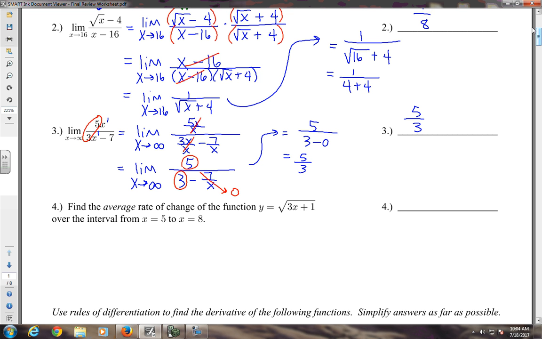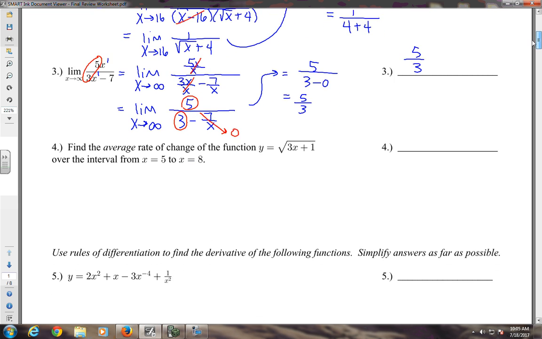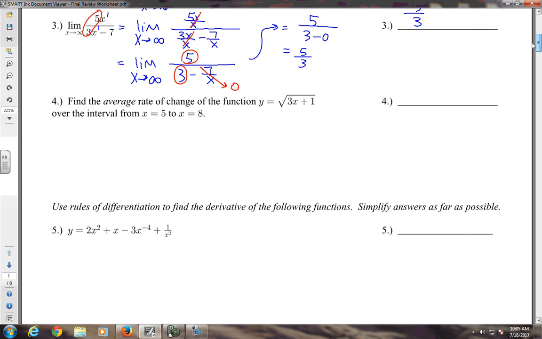The last case, if the degree of the numerator is greater than the degree of the denominator, then the limit will either be positive or negative infinity, depending on the signs that you have. Okay, so it's a good thing to go back and review those 3 shortcut rules, or simply remember this algebraic technique. Problem number 4 takes us into average rate of change.